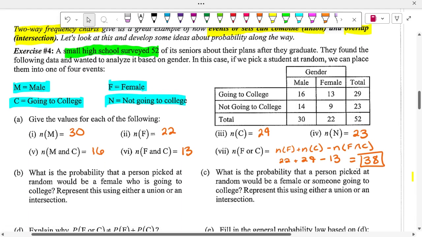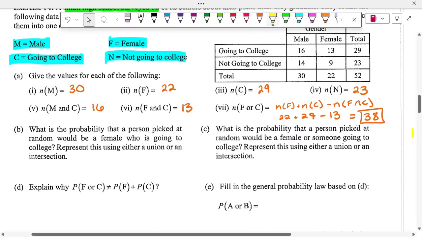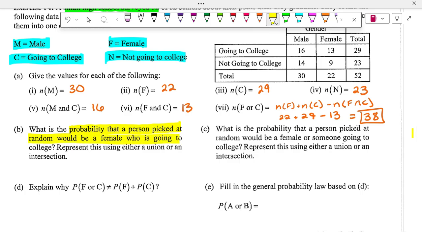So now that we've got generic numbers, let's talk probability. What is the probability that a person picked at random will be female who is going to college? First off, is this a union situation or an intersection situation? It's intersection because it says a female who is going to college. Keyword: who is. So that is definitely an and statement. So we want P of F and C.